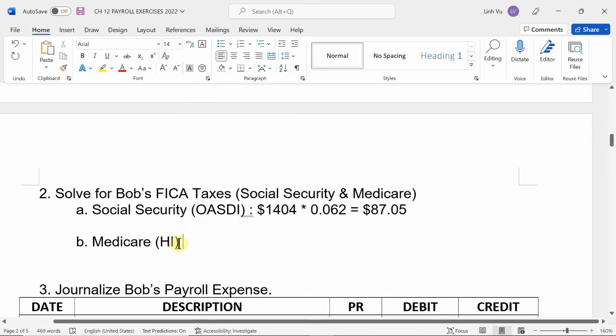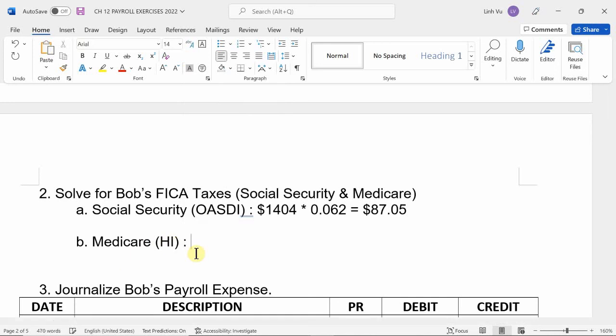His Medicare is going to be 1.45% of gross earnings. So in this case, 1,404 times 0.0145 is going to be, he's going to put $20.36 to his Medicare. Okay?